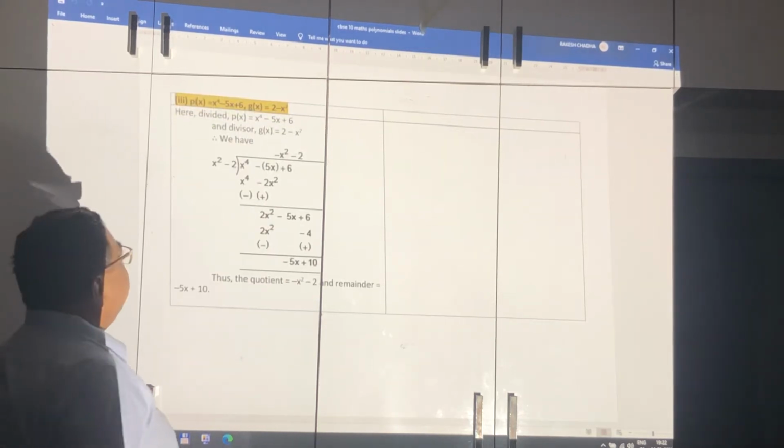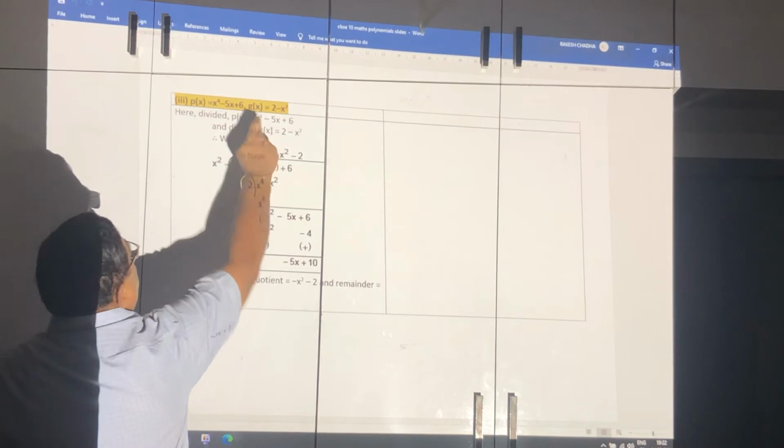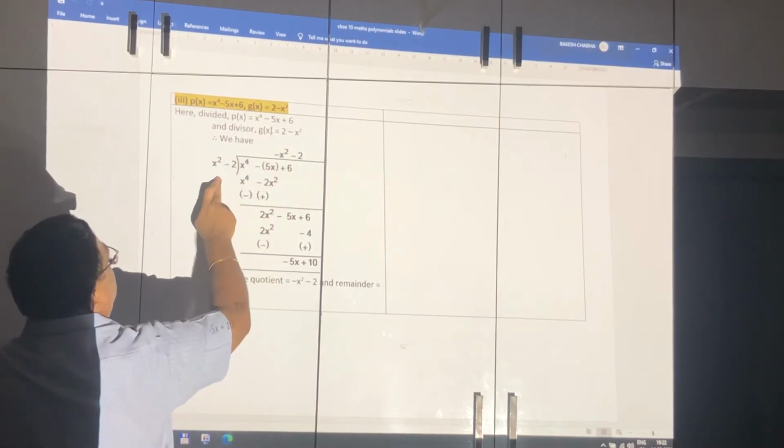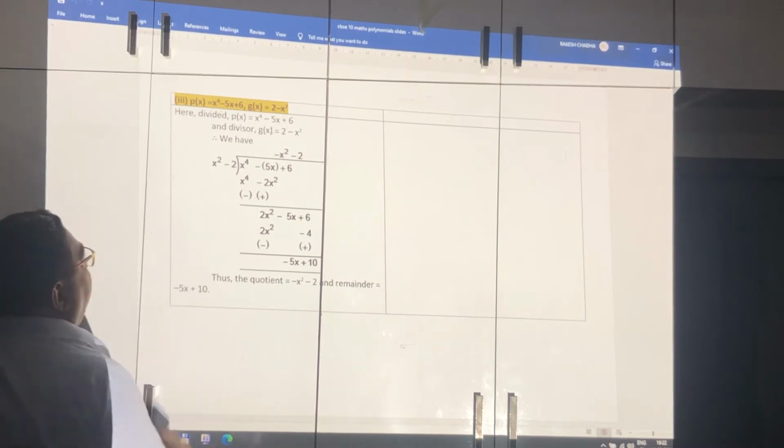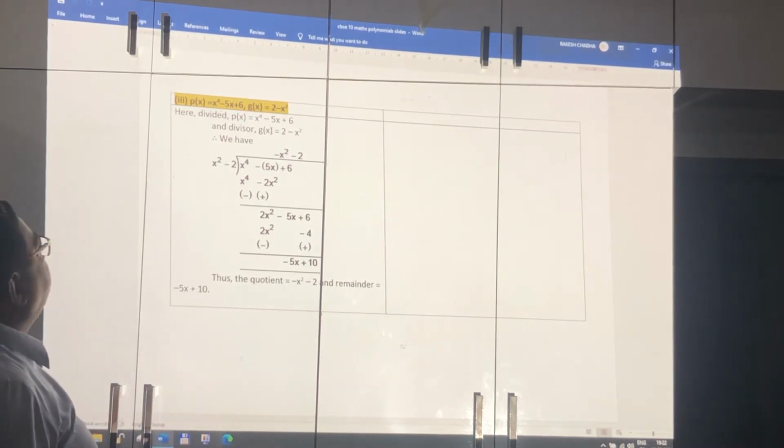Third subtype in that. Now p will come here, g will come here. See, I flipped it to make life easier. Okay, and then I will get the answer like this. Okay, as simple as that. Okay, so let's look at the third sum.